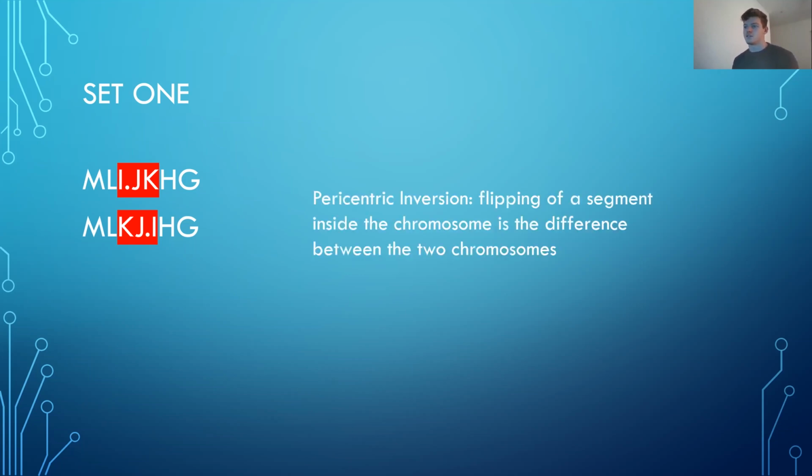That shows me that there's a paracentric inversion happening. Flipping of a segment inside of a chromosome is the only difference between these 2 chromosomes. So as you can see there, that's completely true.